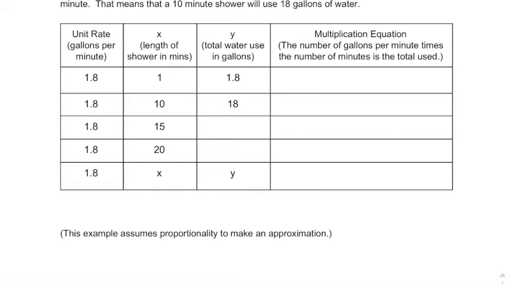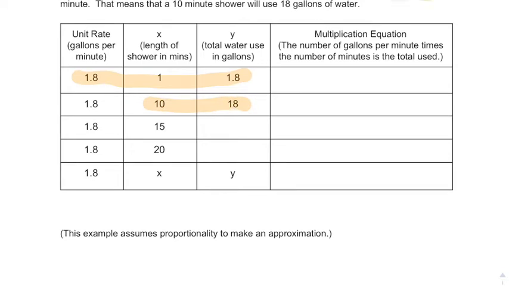Question 2. To cope with drought conditions, California requires new shower heads to use 1 and 8/10 gallons per minute. And that's actually the maximum. That means that a 10-minute shower will use 18 gallons of water. So it actually gives us 2 spots in the table right off the bat. 1 and 8/10 gallons per minute, and then 10 minutes will use 18 gallons.